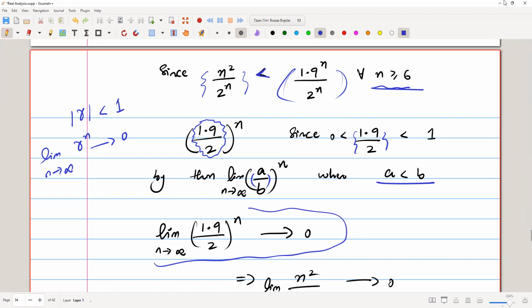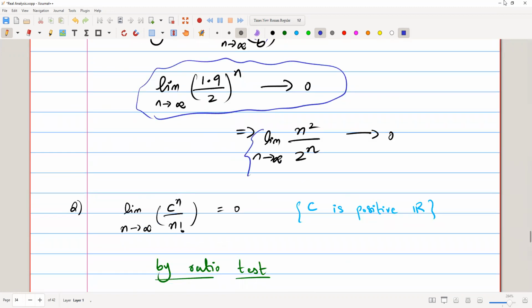So this limit goes to 0, which shows that this limit also goes to 0, because this is converging to 0. So b n converges to 0, which implies that a n also converges to 0, because a n is less than b n in the case we have shown. So we have found a b n that is greater than a n and converges to 0, which implies that this sequence is also convergent, and it converges to 0.